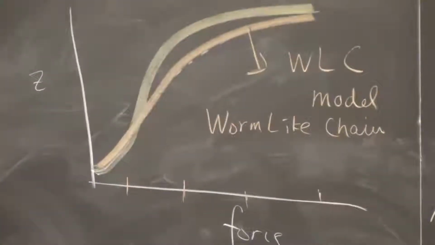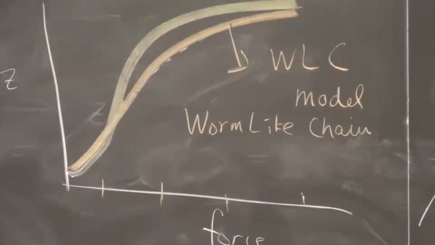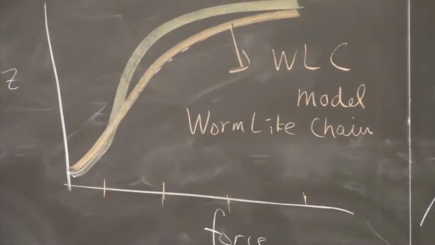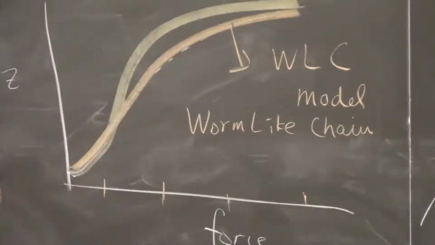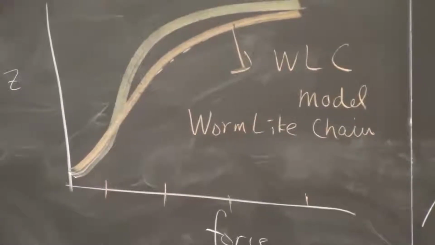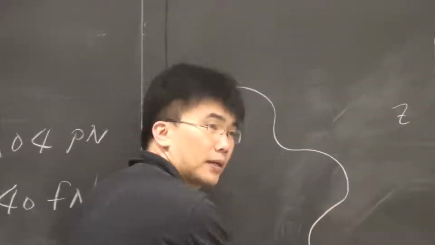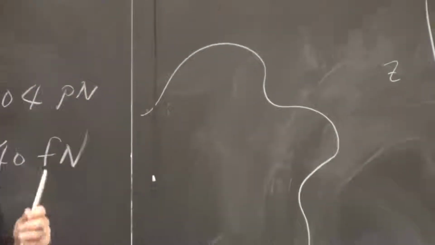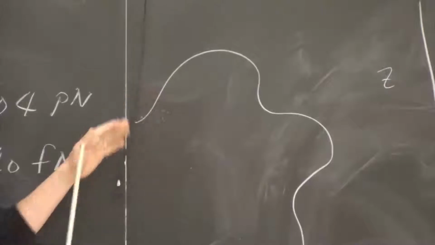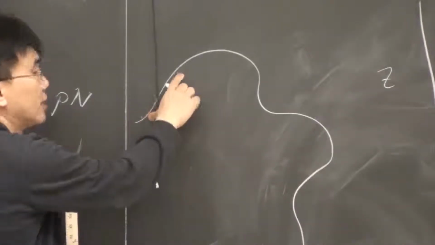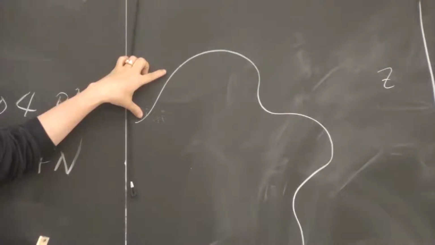worm-like chain model. So the idea is the following: you describe the chain not as rigid units connected freely, but as a continuum, like a beam. But then it has certain flexibility, and the idea is that once you go from here to a certain distance, it still remembers the initial orientation.